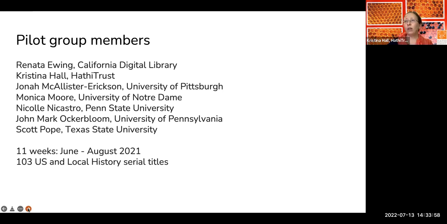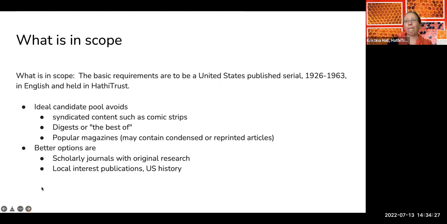We had a set period of time because, as some copyright projects can do, they can go on forever. And we said, no, we need to end it at the end of summer. So we set an end date in August, and that means we only worked through 103 serial titles. And again, we opted to do US local history serials because we thought it would be interesting to do during the summer and also a good variety of content. Go ahead to the next slide, please.